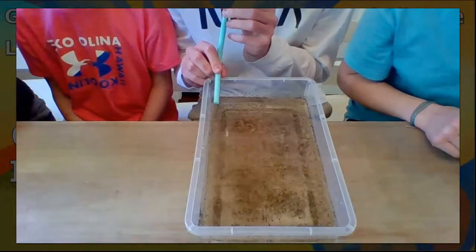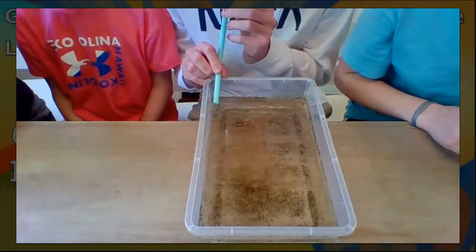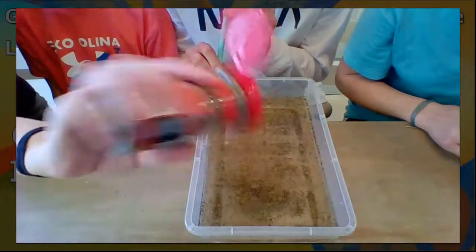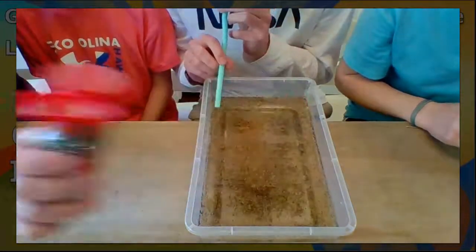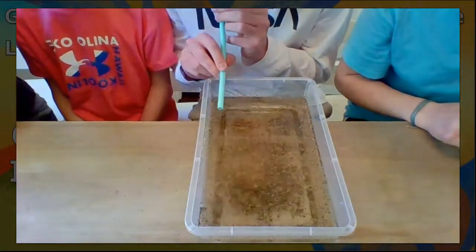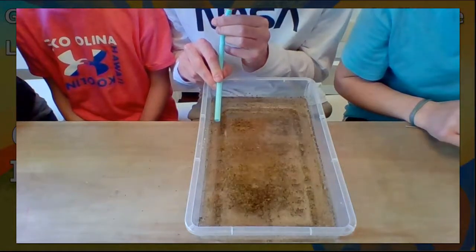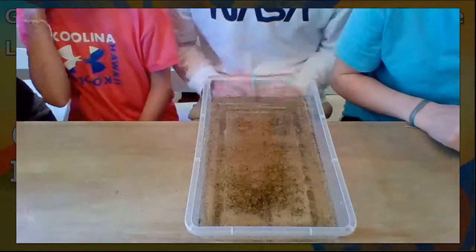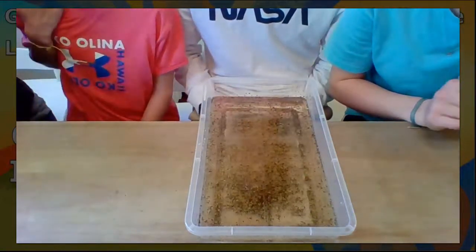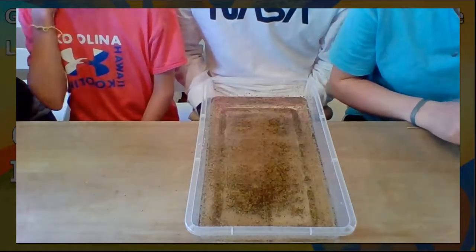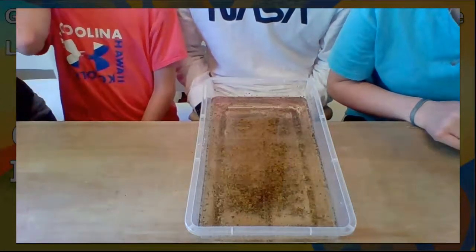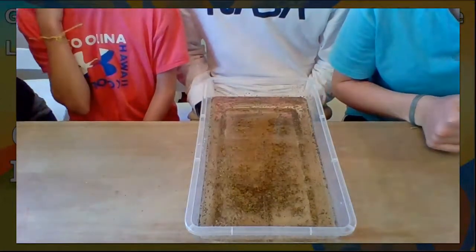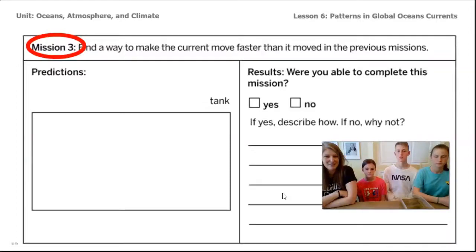Definitely more intense wind. I definitely still see a gyre forming. We're losing some pepper. What do you two girls think? Do you think that we do have a gyre that's moving faster than you guys did? Yeah. So increasing the speed of the wind seems to increase the current speed as well. Yes. Okay, all right.